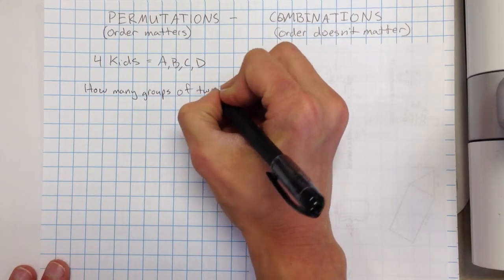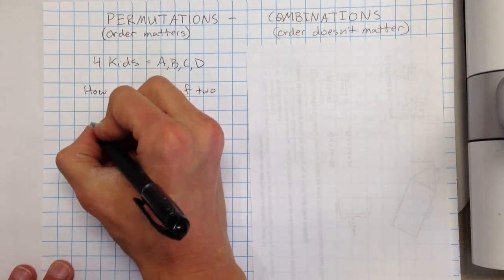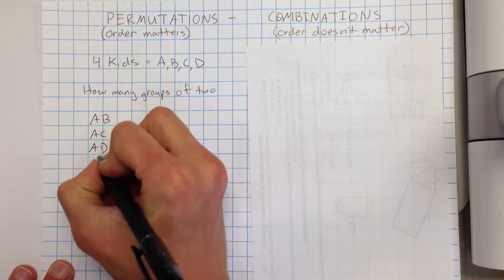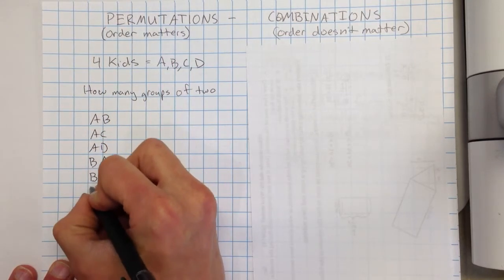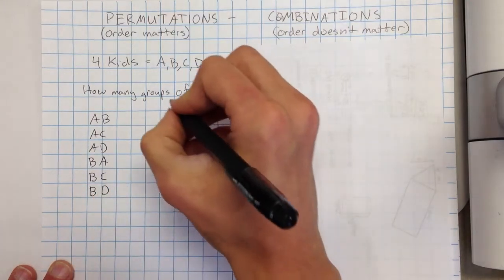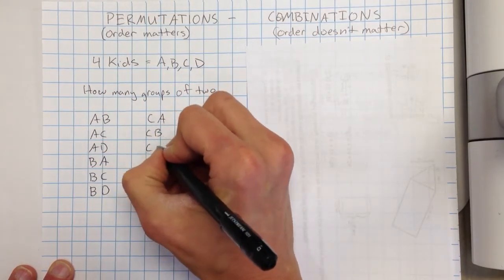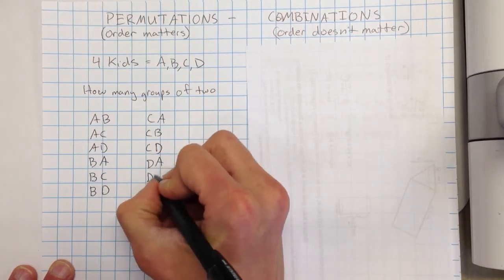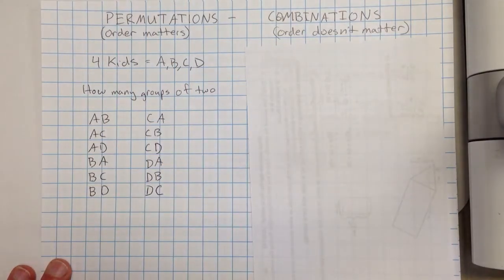Now, one way I could do this is simply by listing all of them. Okay, so I could have, for instance, AB, AC, and AD. I could do BA, BC, and BD. I could have CA, CB, and CD, and then finally DA, DB, and DC. Those are my groupings of 2 kids.